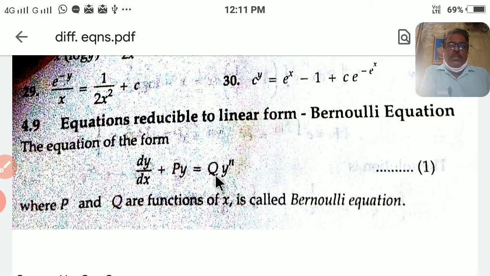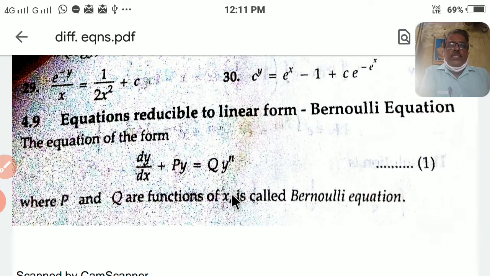So today we see reducible to linear form. Okay. So in the last class we have seen the linear differential equation and how to solve those linear differential equations, which are of the form dy by dx plus py equal to q.